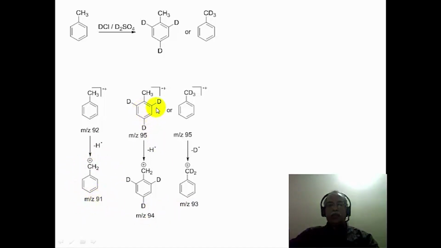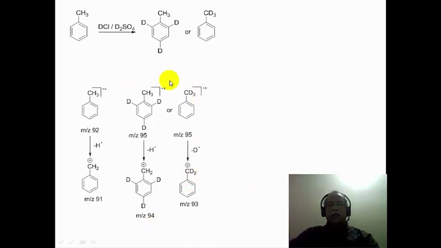If it is a nuclear substituted derivative, in other words, the aromatic ring substituted derivative, it will give a base peak around 94 in the mass spectrum. Or if it gives a spectrum at 93 m/z value, then it would indicate that CD3 is actually the compound that is formed.